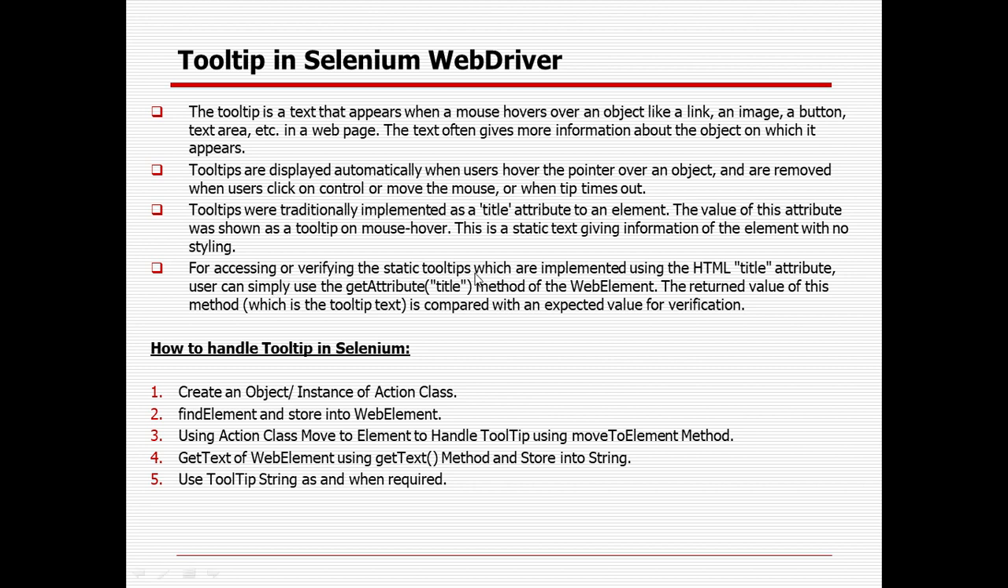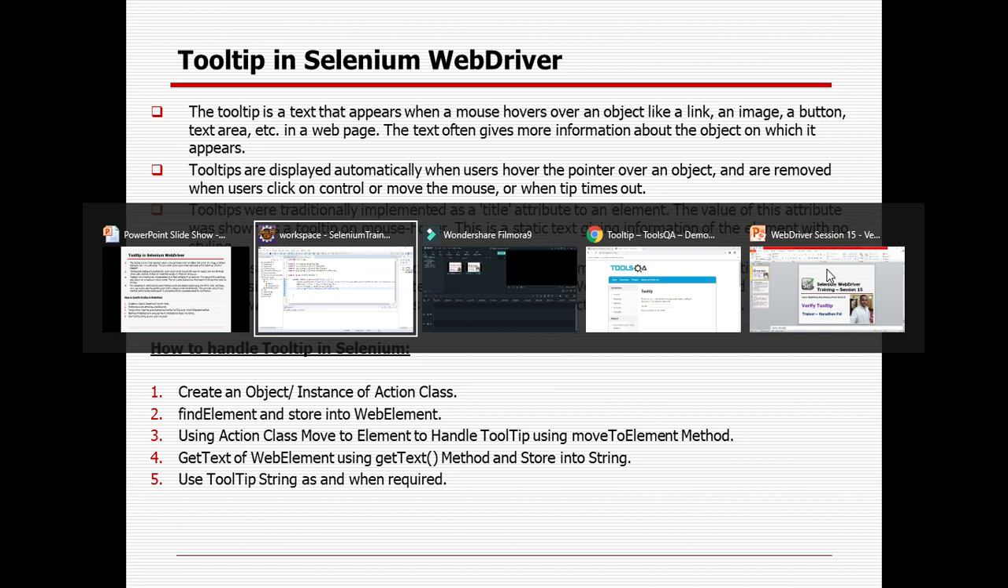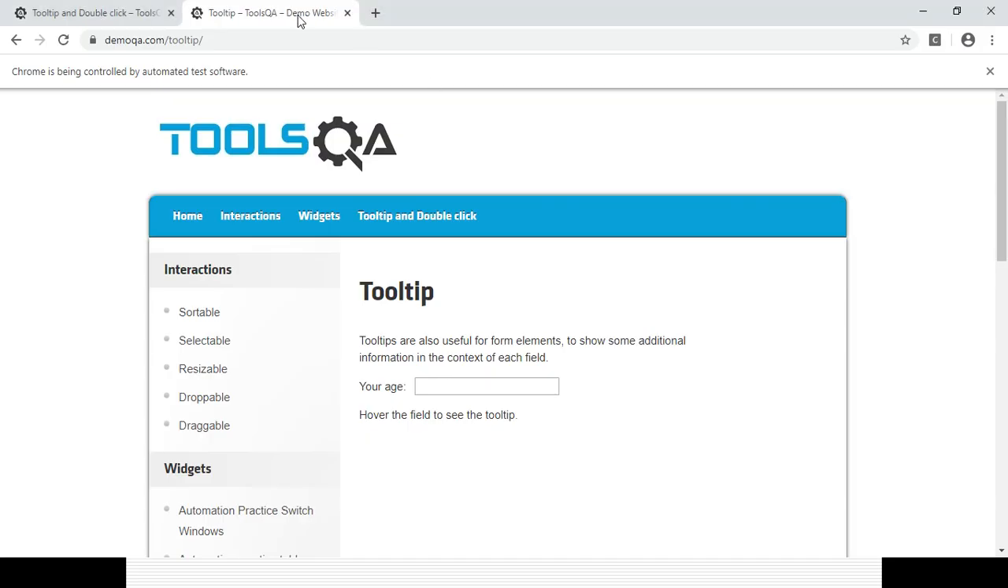Accessing or verifying the static tooltips which are implemented using the HTML title attribute: in case a particular tooltip has a title attribute, the user can simply use getAttribute, and within the brackets you need to use title, on the web element. The return value of this method, which is the tooltip text, can be compared with the expected value for the verification. So I will show you a simple example of how the tooltip works.